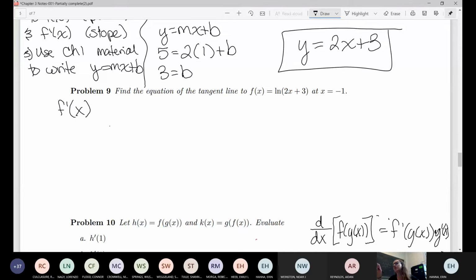So since we have a chain rule and the outside function is that natural log, first piece is we're going to have 1 over 2x plus 3, because remember the derivative of the natural log of something is 1 over that something, times the derivative of the inside, which in this case is the 2x plus 3, derivative of 2x is 2, derivative of 3 is 0, so I'm just going to erase that and just put the 2.